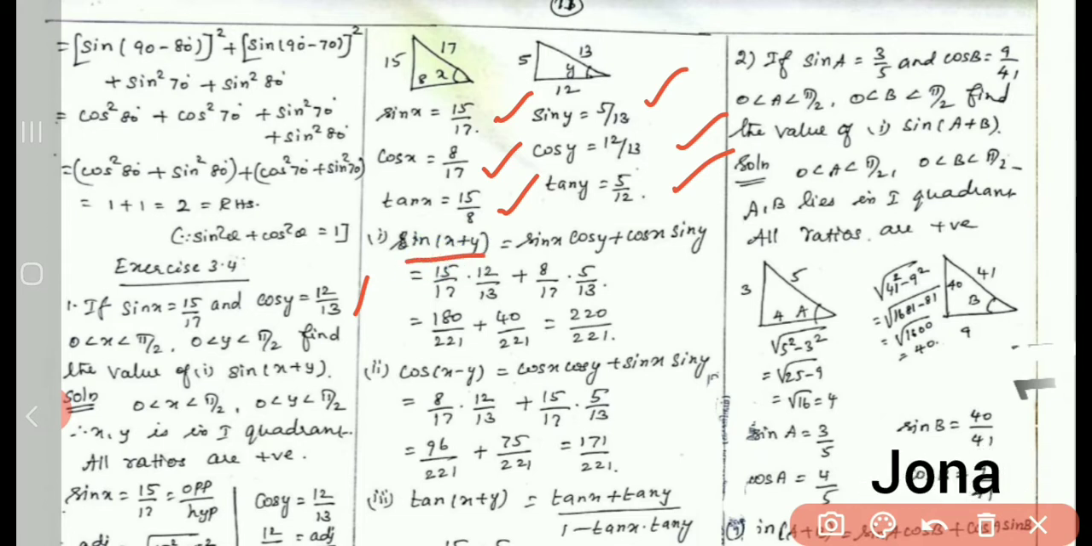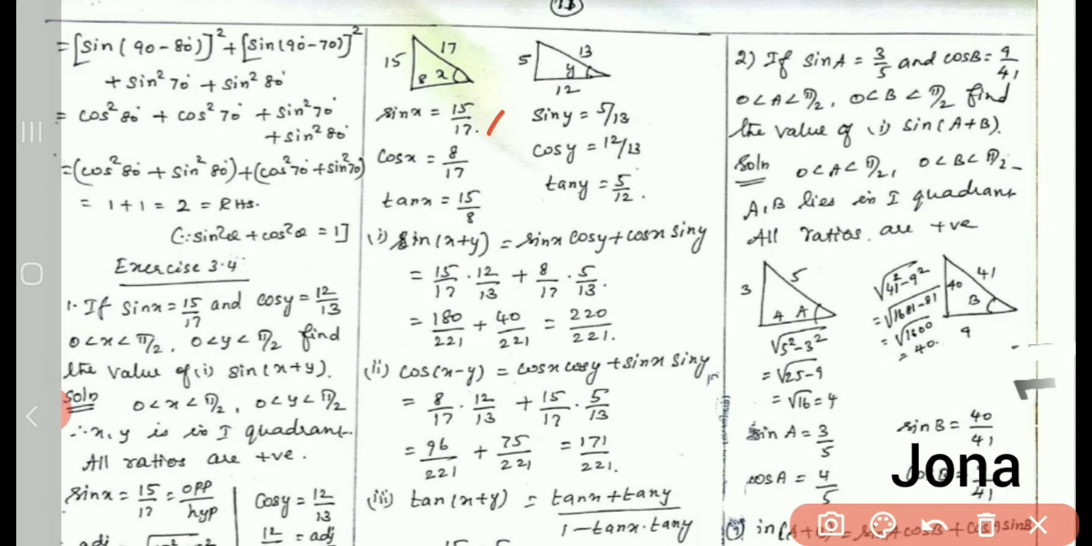The problem is we want to find the value of sin of x plus y. Sin of x plus y equal to sin x cos y plus cos x sin y. So let me substitute all the values in this identity. So here sin x is 15 by 17 and then cos y is 12 by 13 and then cos x is 8 by 17, sin y is 5 by 13. So we substitute all the values here and simplify, you will get the value for sin of x plus y.